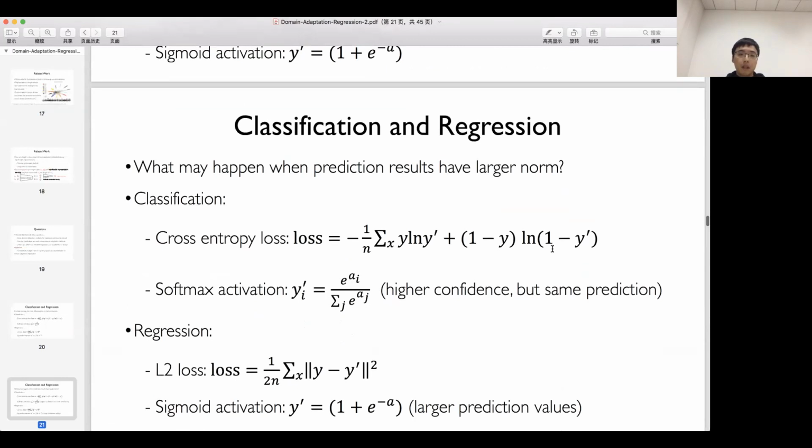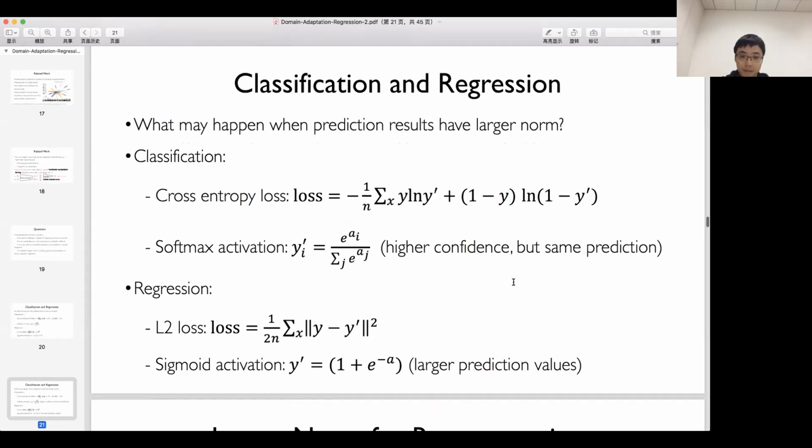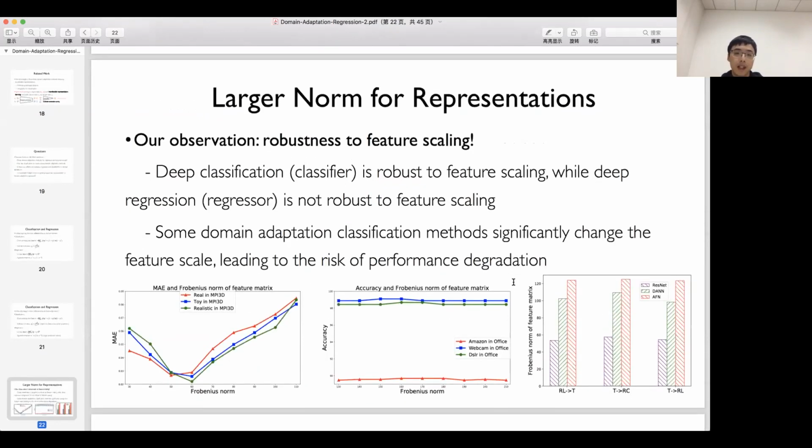So what may happen if prediction results have a larger norm? We can find that softmax activation is a normalization technique. So if we have a larger norm for prediction results, in classification, the results will have higher confidence, but the same prediction. But in regression, because sigmoid is not a normalization technique, if we have a larger norm for prediction results, we will have larger prediction values. So we want to conduct experiments to verify our idea.